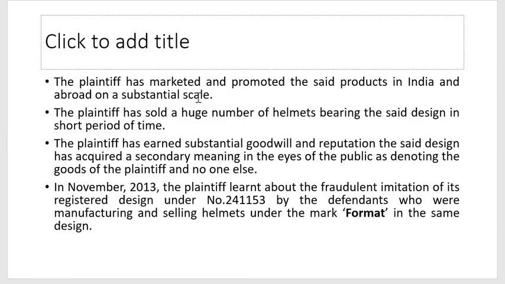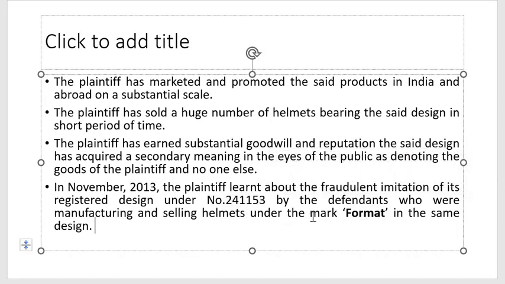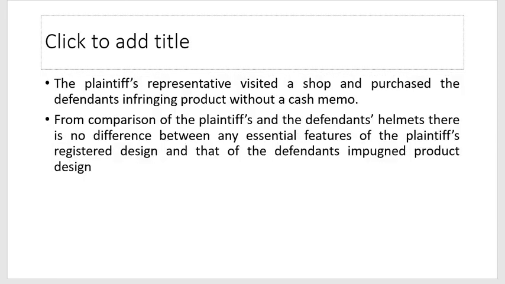And this plaintiff marketed it. Later on they got to know that this design is similar. They found that this is a fraudulent imitation by the defendant, in the same design. So the plaintiff's representative visited a shop and purchased the defendant's product. They also compared it, to have evidence and to check by themselves. From this comparison, no difference was found.